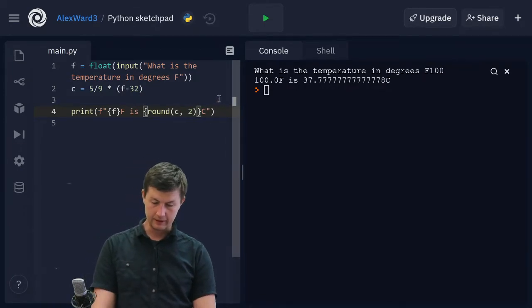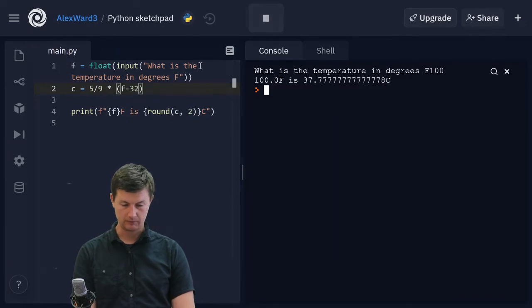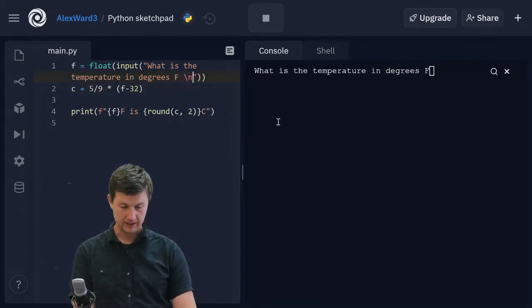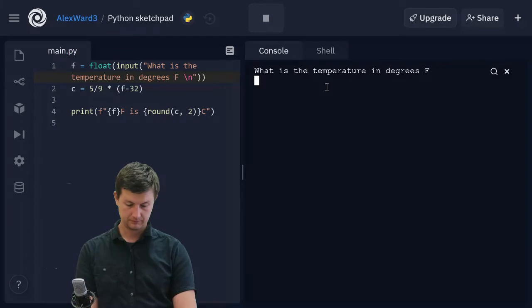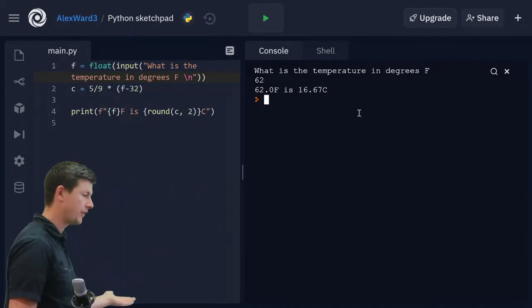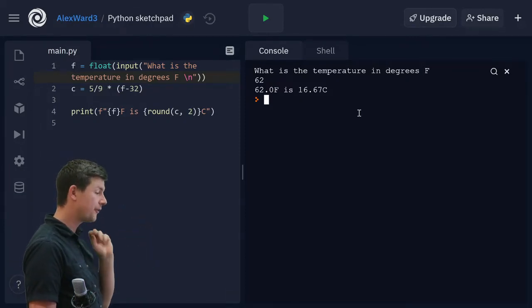Make it a little bit nicer. But hey, that's working. It's 62 degrees Fahrenheit. There we go. You've got a temperature converter. Look at that. And that's that question done, at least the first part.